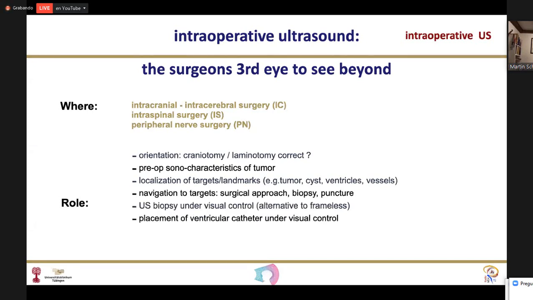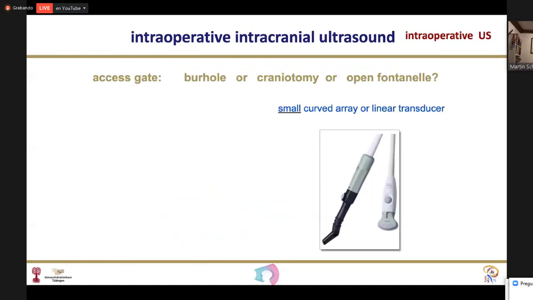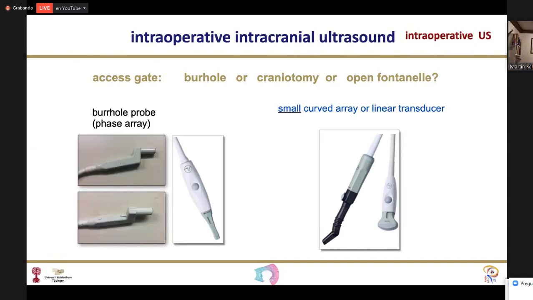You do a biopsy under visual control as an alternative to frameless biopsy. You place ventricular catheters, you navigate, you do resection control. Finally, the resection control. Which probes do you use? If you have a craniotomy, you can use these small curved or linear transducers, which you can even bring into the resection cavity. And for burr hole, you have special probes.